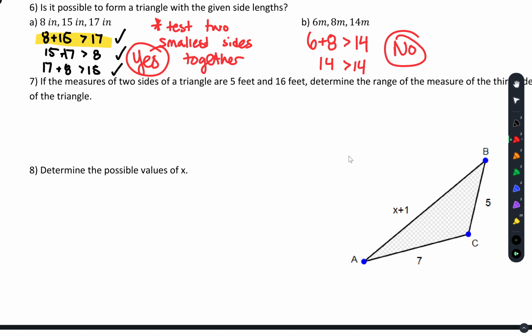Okay. Here's the tricky part. We can figure out if 3 lengths make a triangle based on these ideas. The tricky part is figuring out, if I have two side lengths, what are the possible values that I could have for that third side. So it says if the measures of two sides of a triangle are 5 feet and 16 feet, determine the range of the measures of the third side of the triangle. So let's call that third side X.